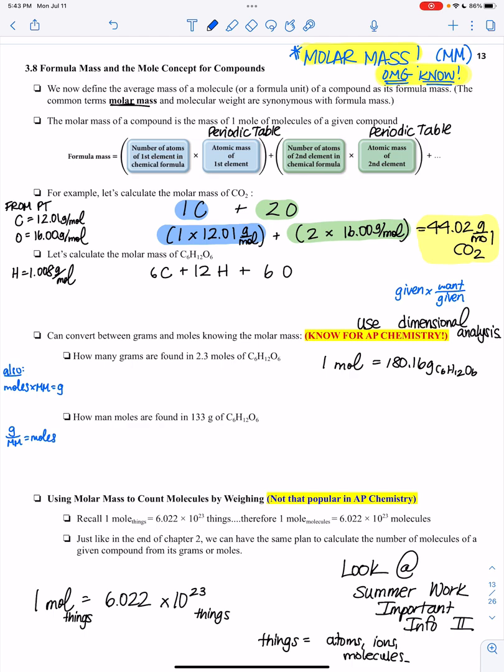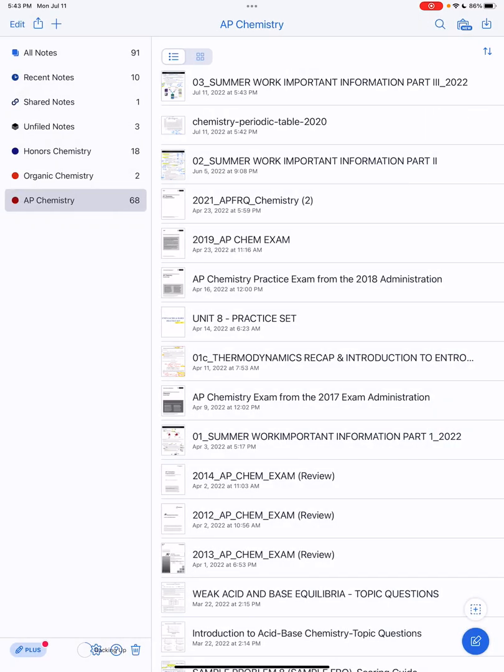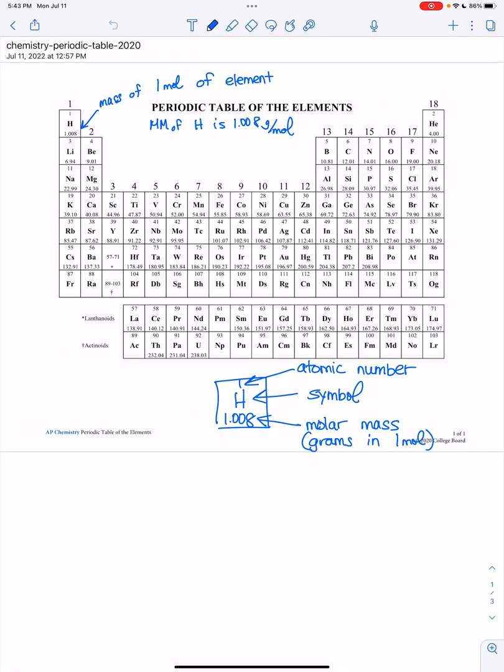Before I even talk about all of this, I'm going to quickly jump over to our periodic table. This is what your periodic table looks like for AP Chemistry. They only give you the element symbol, the atomic number, and at the very bottom, the molar mass of the elements. You might recall this from the part 2 summer work important information.